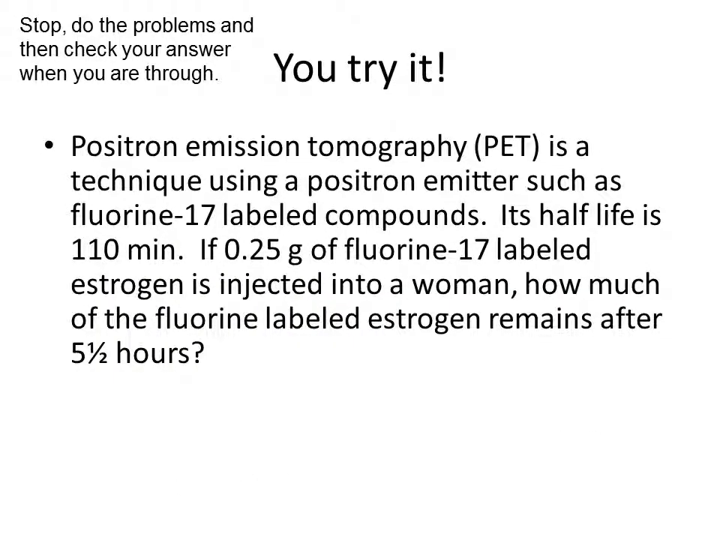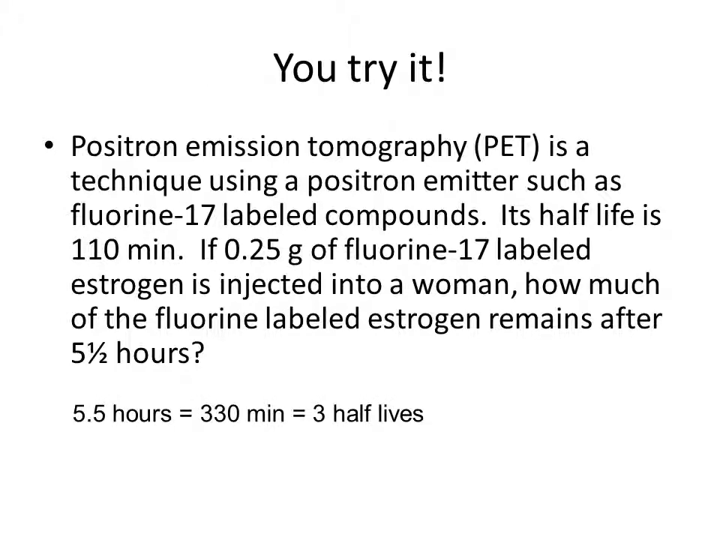So now you've seen an example of how to do this. Now what I'd like you to do is look at this problem, read it, and determine how much of the isotope, or of the isotope labeled compound, remains after 5.5 hours. If I look at 5.5 hours, that's 330 minutes. 330 minutes is 3 half-lives. 3 half-lives means that the 0.25 grams of the fluorine-17 labeled estrogen will be cut in half 3 times. So it's going to be 0.25 times 1/2 times 1/2 times 1/2. That gives you 0.031 grams.